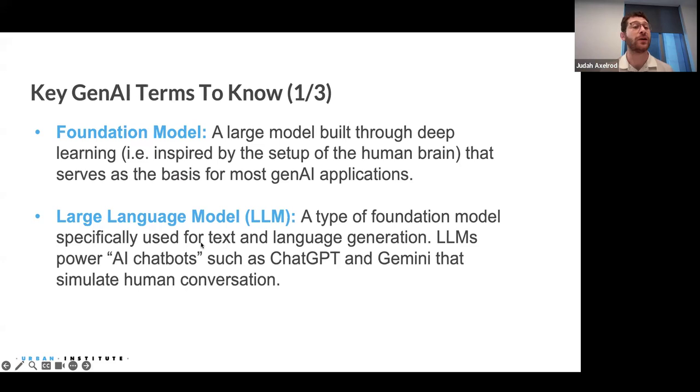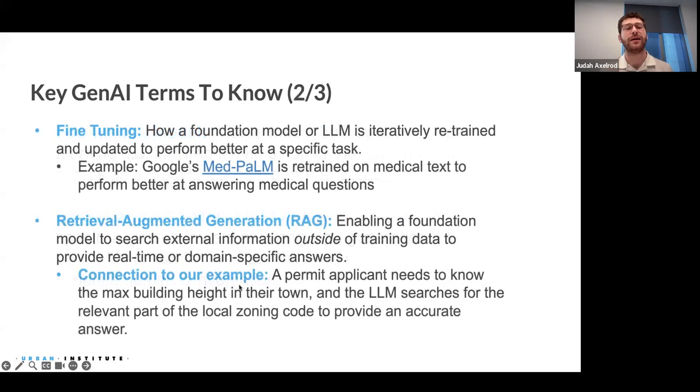and it's meant to be applied to lots of other tasks. And then a large language model, or an LLM, is a specific type of foundation model that is specifically used for text and language. So if you've ever interacted with an AI chatbot like ChatGPT, et cetera, that can simulate human conversation, you are interacting directly with an LLM. These serve as the base models, they're the foundation of a lot of the AI that we're seeing today.